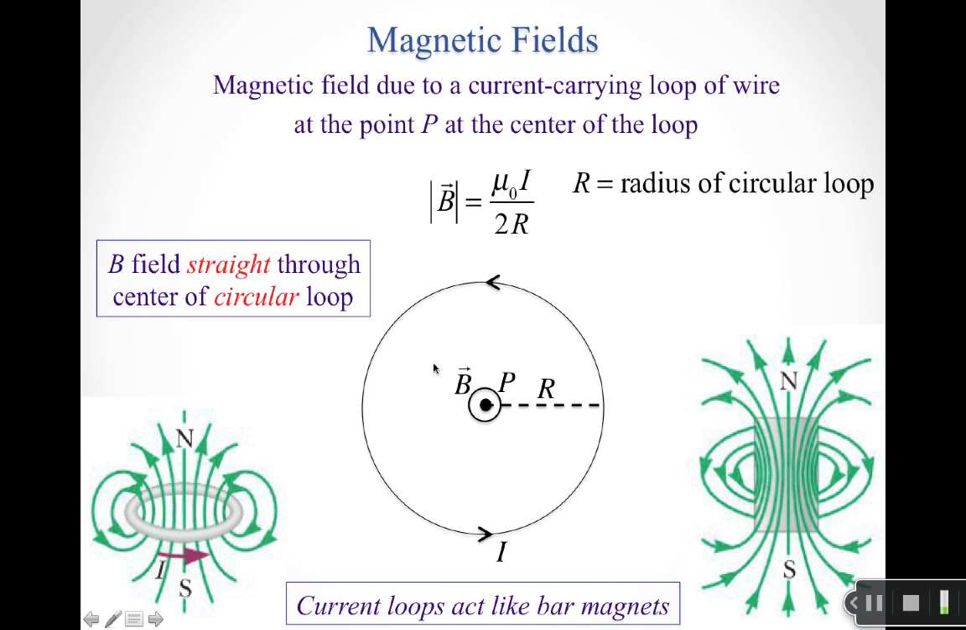So these are the two special cases that we're going to deal with. But what this does is it gives us a way to put together long straight wires and loops of wires so that we can drive currents through them and figure out what the magnetic field is at certain points given the configuration of wires that we've got.